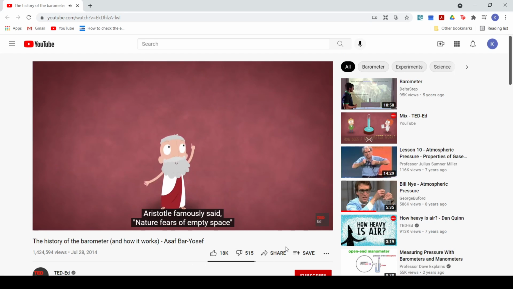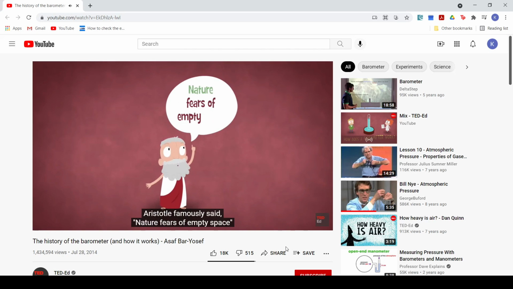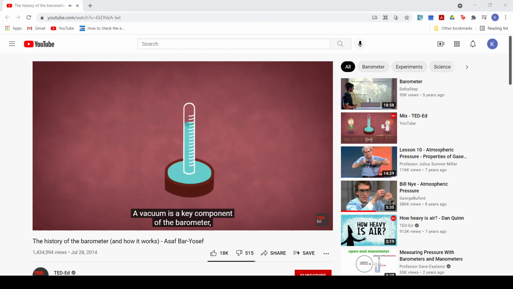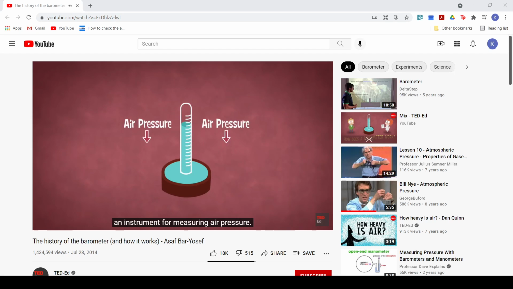Aristotle famously said, "Nature fears an empty space," when he claimed that a true vacuum, a space devoid of matter, could not exist, because the surrounding matter would immediately fill it. Fortunately, he turned out to be wrong. A vacuum is a key component of the barometer, an instrument for measuring air pressure.